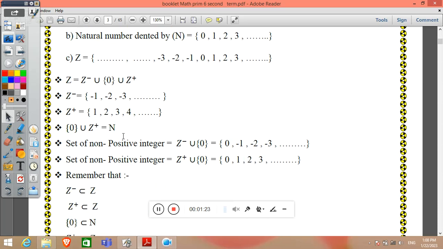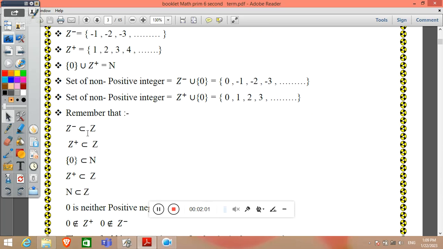The natural number is the set 0 union Z positive equals the natural number. The set of non-positive integers is the negative numbers and the 0. So Z negative union 0: 0, -1, -2, -3 and so on. The set of non-positive integers, sorry, the set of non-negative integers, it is written incorrectly. So the set of non-negative integers is Z positive union 0, so 0, 1, 2, 3 and so on.